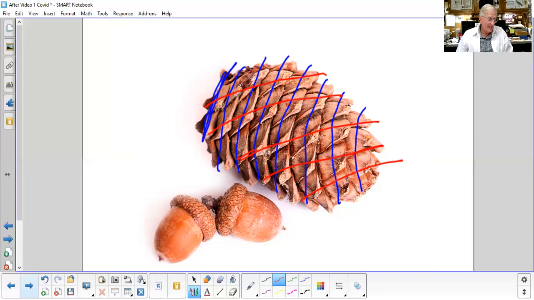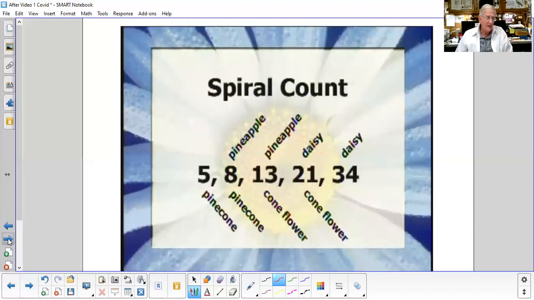Guess what? If you take a look at what the author talks about in his videos that I'm not showing right now, notice the numbers 5 and 8 show up on the pine cone. And notice they fit the same sequence. If you add 5 and 8, you get 13. 8 and 13, you get 21. 13 and 21, you get 34.